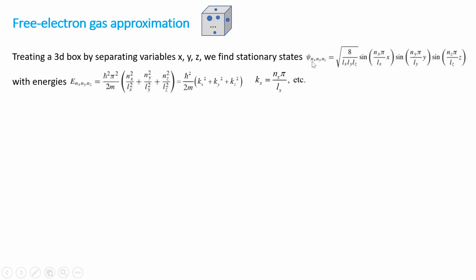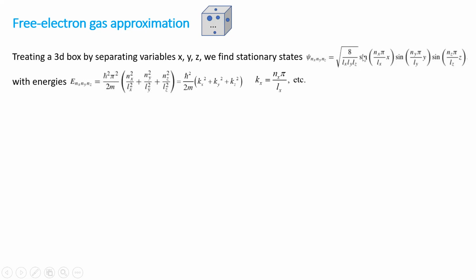So the stationary states would be labeled by Nx, Ny, and Nz. And a one-dimensional square well has a coefficient square root of 2 over L, or Lx in this case. So when we have 3, we'll have 3 of those factors: square root of 2 over Lx, square root of 2 over Ly, square root of 2 over Lz. So we get square root of 8 over Lx, Ly, Lz.